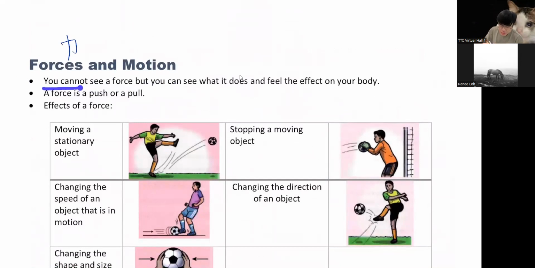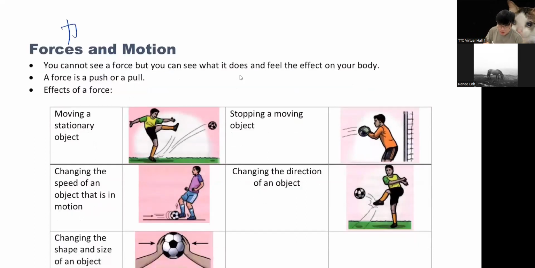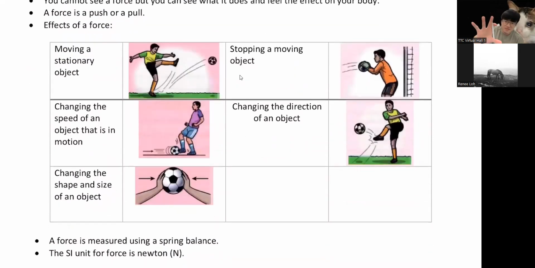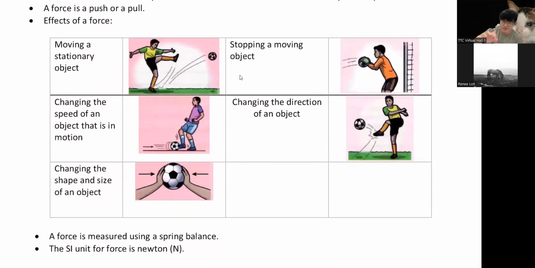All right. So you cannot see a force, but you can see what it does and feel the effect on your body. So when I punch you, when I push you, you don't see the force, but you can feel the push. Okay. So a force is a push or a pull. When you push something, that's a force. When you pull something, that's a force too. Okay. So really easy. So effects of a force. A force has 5 effects. So number 1, a force can move a stationary object. 它可以把一个不动的东西动掉咯。Stationary means not moving.